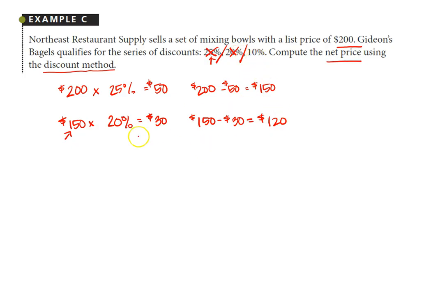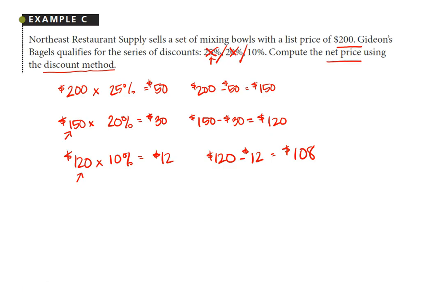So I've calculated the discounts for both 25 and 20%, and now I'm going to find the last, which is for this 10%. So I'm going to take $120 times 10%. This gives me $12. And I'm going to do the same thing. I'm going to take my adjusted net price of $120. I'm going to subtract the discount amount of $12. And this is going to give me the final net price amount of $108.